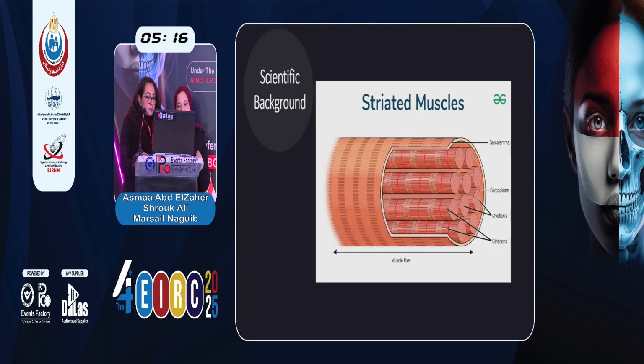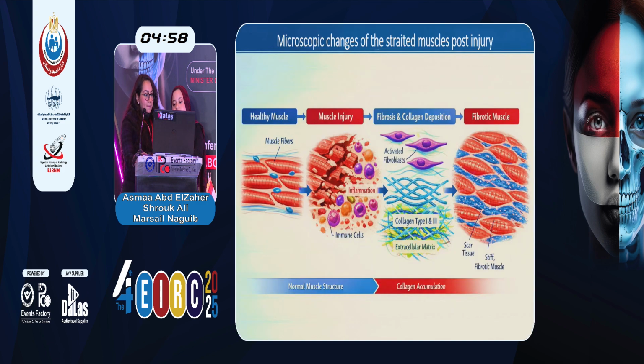Going back to basics, the structure of the striated muscle, as the pelvic floor muscles in nature are striated muscle, in which the muscle fibers are highly organized. They are arranged in a parallel manner, which allows the water molecules to diffuse along, not across, the muscle fibers. So what happens if the muscle got injured?